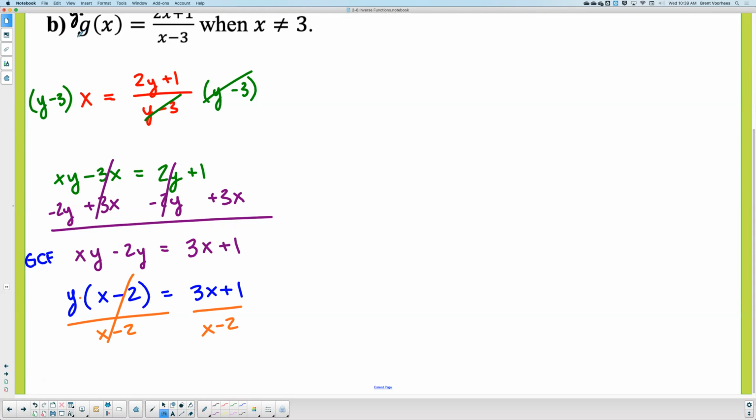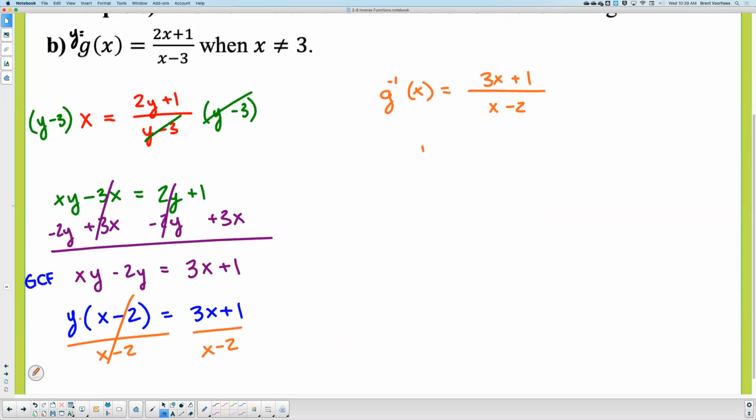This one said g of x originally, so the function notation would be g -1. I should say the inverse function notation would be g -1 of x equals 3x plus 1 over x minus 2. Now, we have to get our domain from here or get it from the range there. Since the range is not given and we did not graph, let's just think of ourselves. What would the domain be here? Cannot equal 2. That's right. It can be any other real number. It just cannot be 2.